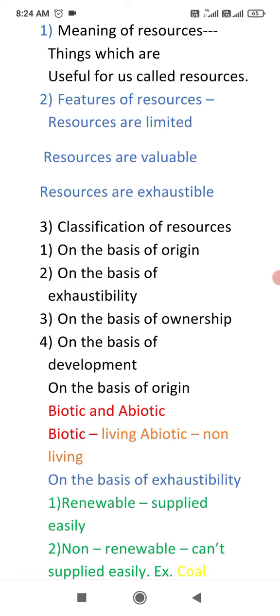First one is on the basis of origin. On the basis of origin, there are two types of resources. First one is biotic and second one is abiotic. Biotic here means living organisms and abiotic means non-living things. As you know, you learned this topic in science also.